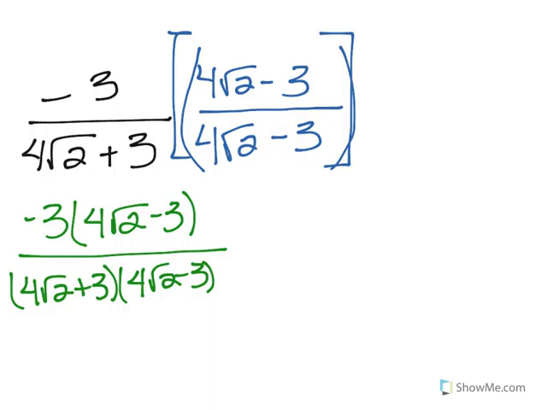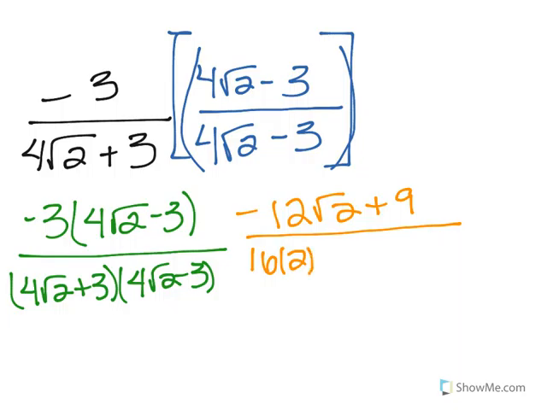Now going through and distributing these, we're going to have -12 times the square root of 2 plus 9 over, in the denominator, 4 square root of 2 times 4 square root of 2, we're going to have 16 times a whole 2, because square root of 2 times square root of 2 cancels out that square root. 4 square root of 2 times -3 is going to be minus 12 square root of 2. 3 times 4 square root of 2 is going to be plus 12 square root of 2.